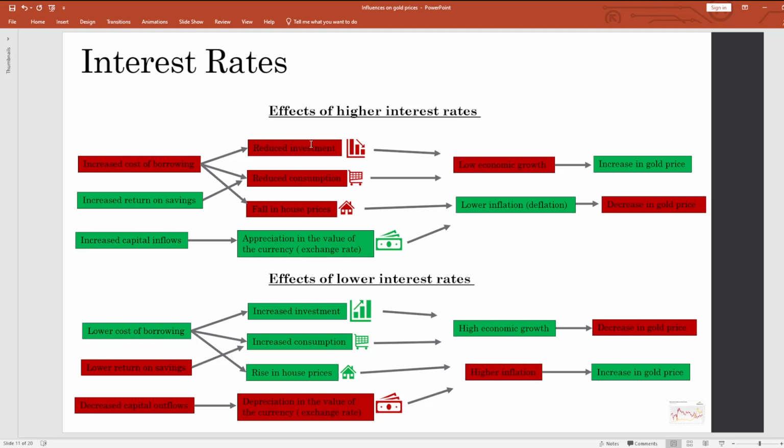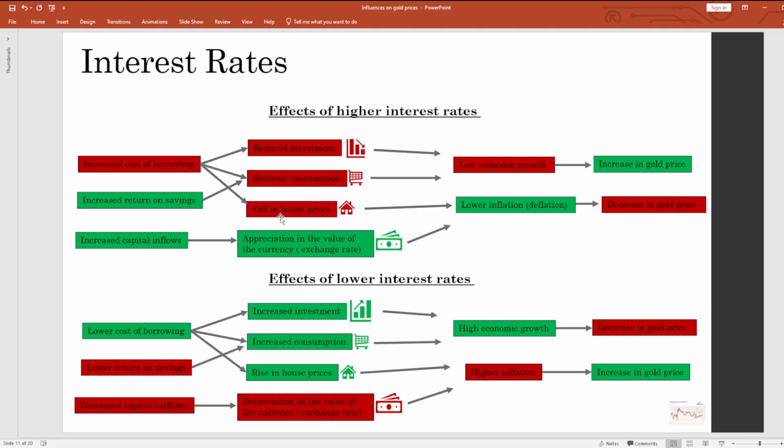So take for example mortgages. So with mortgages, if mortgages are costlier, less people are going to take them, and as a result of that, the demand for houses will fall, and eventually you'll have the price of houses fall as well.